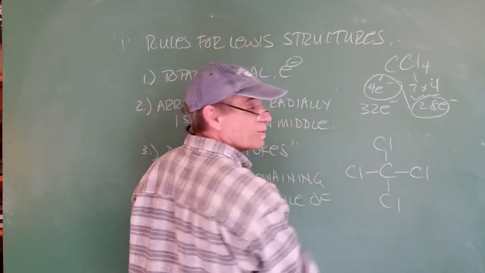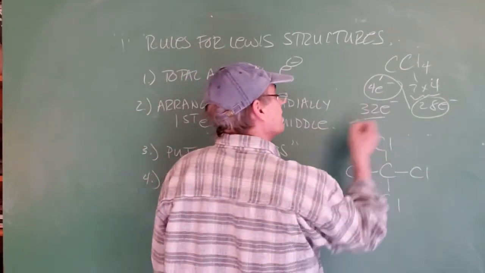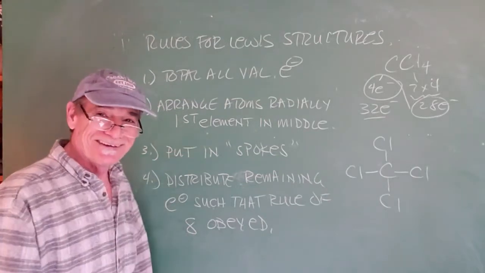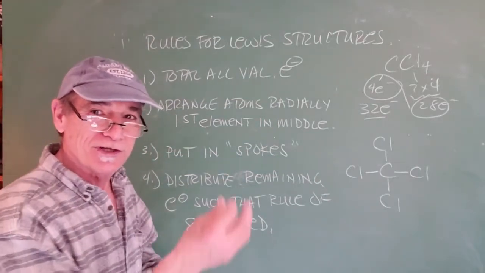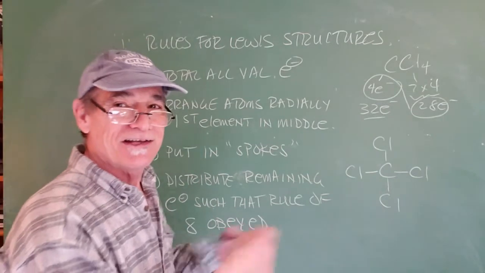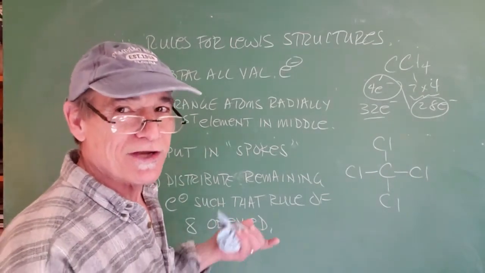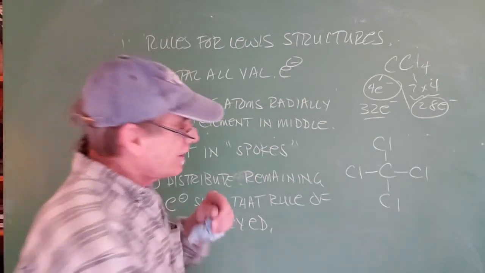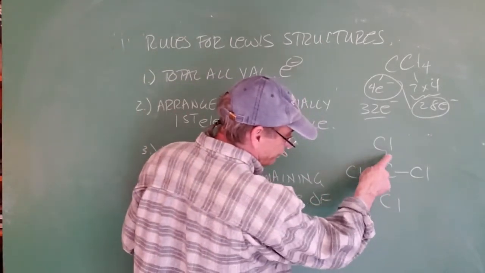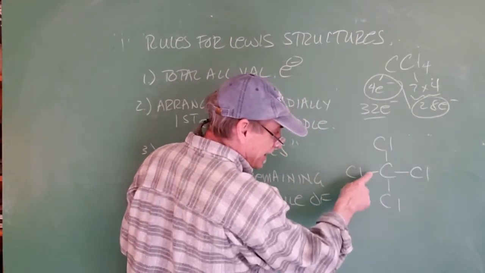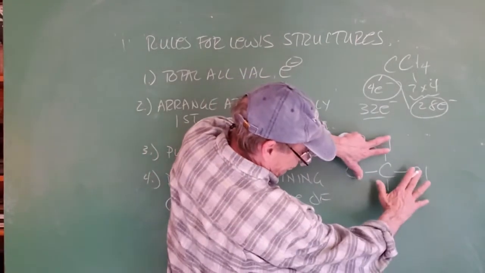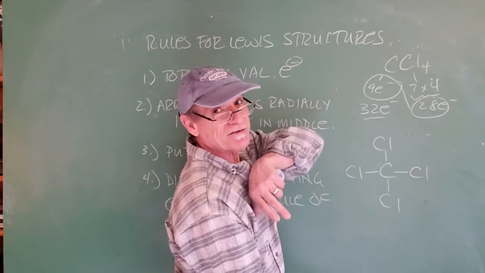Remember, each of those bars represents 2. So I've used up 8 of my 32. Well, my last rule is kind of open-ended. I said, well, distribute those. You're dealing. You got all these electrons. Give everybody who needs more electrons until everybody has 8. Well, notice something. Now that we've given the carbon these 4 spokes, it has its 8 electrons. The carbon does. Because 4 bars around it, it's 8 electrons.